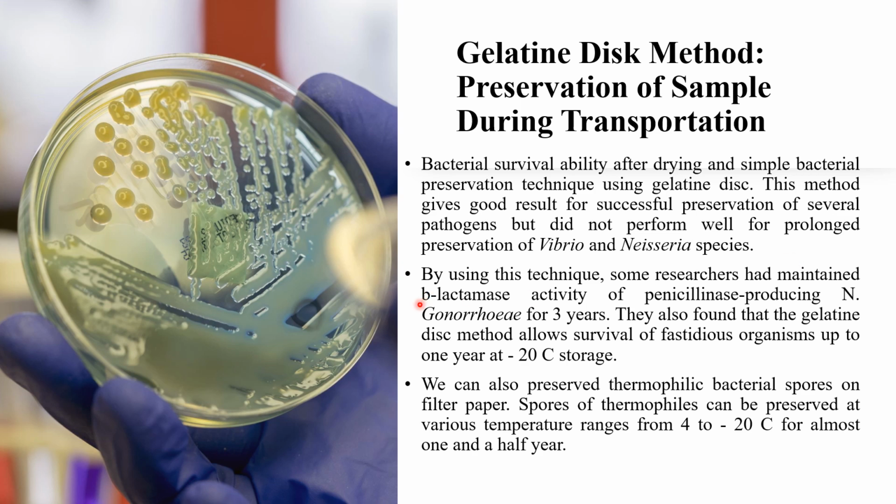By using this technique, some researchers maintained the beta-lactamase activity of penicillinase-producing gonorrhea for 3 years, and they have also found that the gelatin disc method allows survival of fastidious organisms up to 1 year at -20 degrees storage. We can also preserve some thermophilic bacterial spores on filter paper. Spores of thermophiles can be preserved at various temperature ranges from 4 to -20 degrees Celsius for almost 1.5 years.